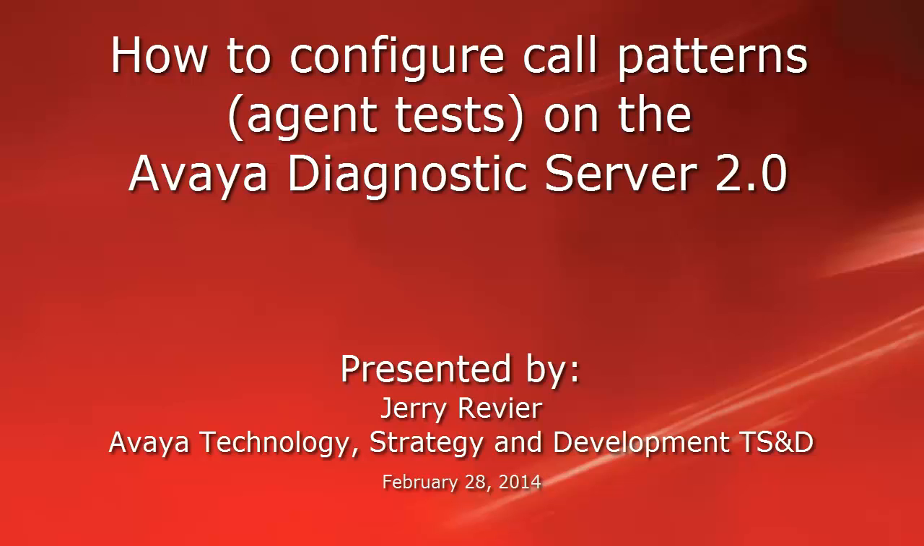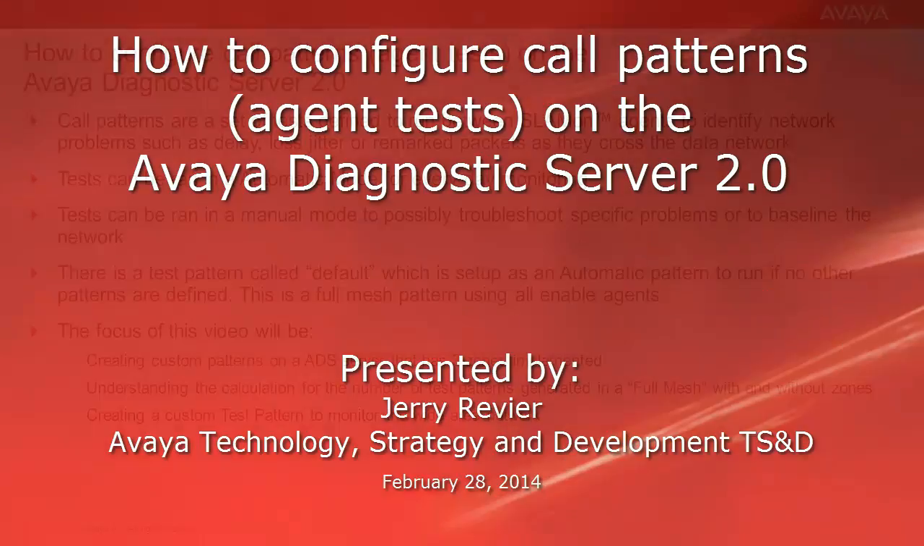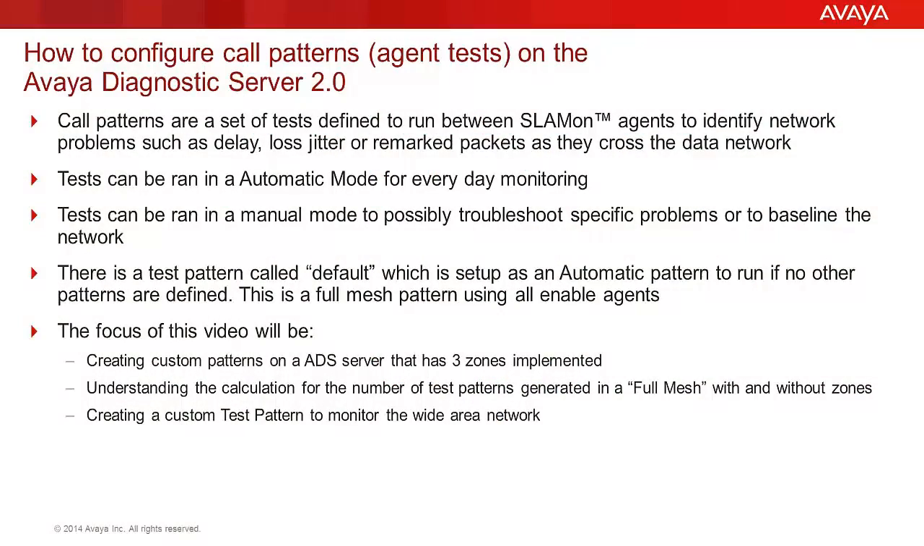This video will detail setting up and configuring agent tests in the SLAmon server of ADS 2.0. A short discussion is also provided on how the agent's test algorithm is designed for the full mesh configuration. This video will demonstrate setting up test patterns that run between SLA monitor agents and the Avaya Diagnostic Server 2.0. Call patterns are used to define tests that are performed at the direction of the SLAmon server.